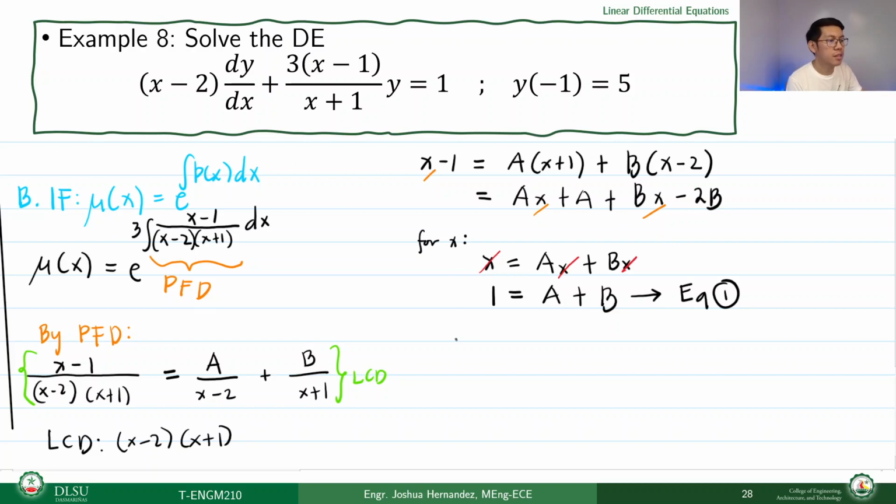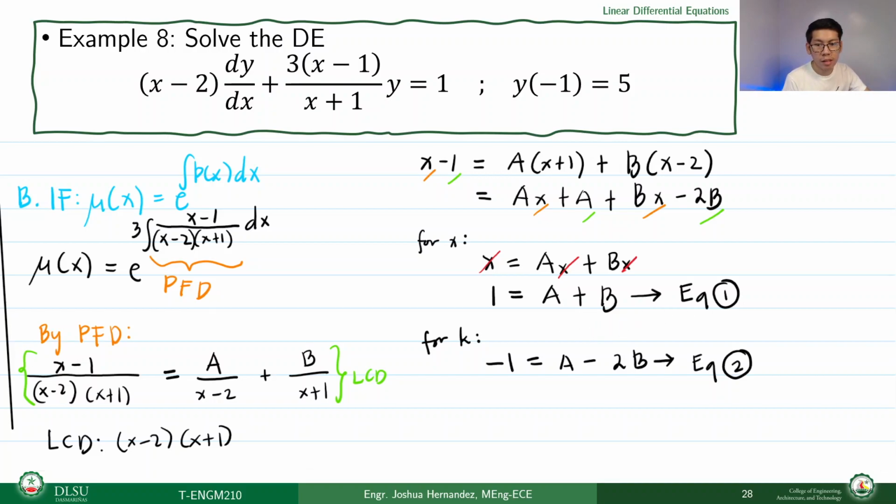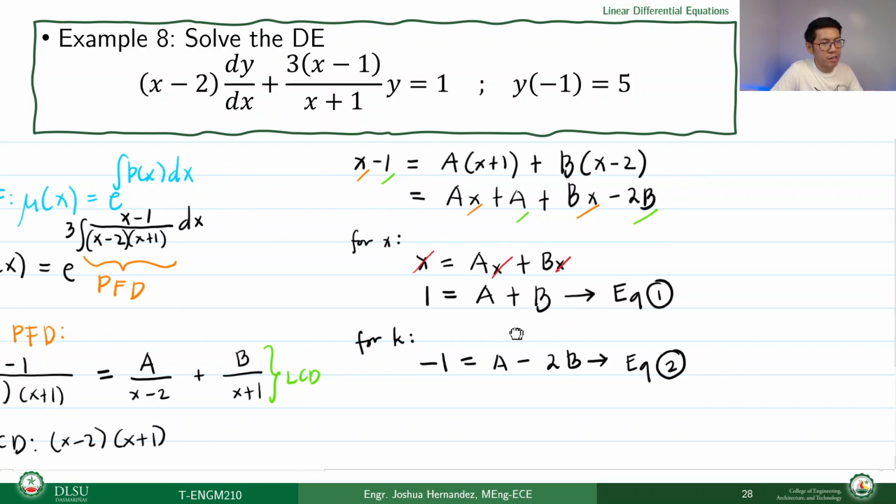Next, again grouping similar terms for the constant. Our constants here are 1, then a, and then negative 2b. When we combine them, we get negative 1 equals a minus 2b. Let's call this equation 2. Now, from our algebra, we have two equations and two unknowns. We can solve this in many ways, but my preferred way is the easiest way, and that is by using our calculator. So, using our calculator, I'll input it here.